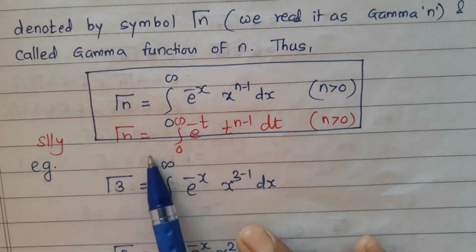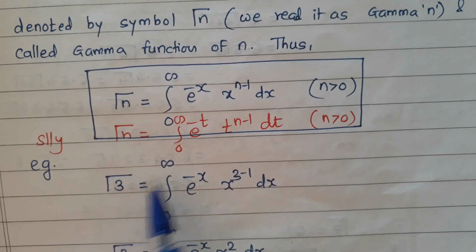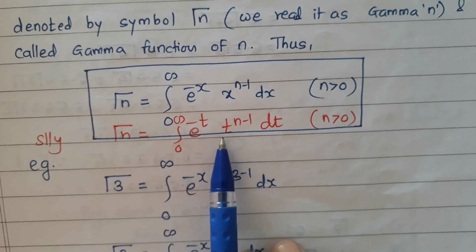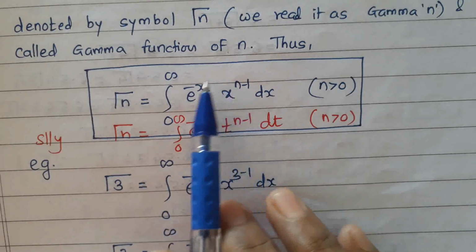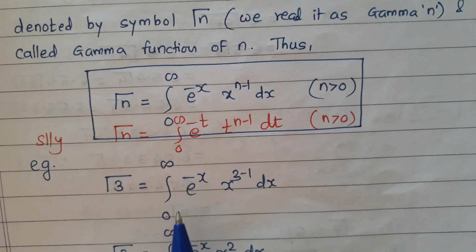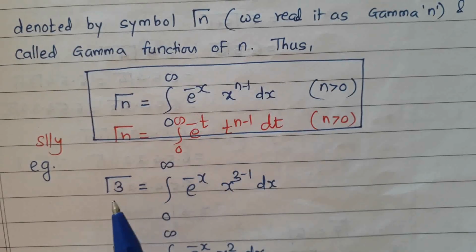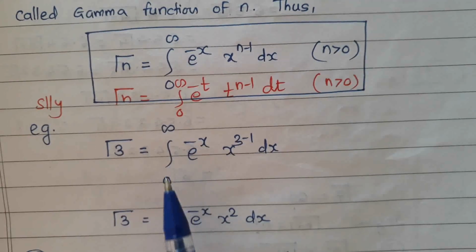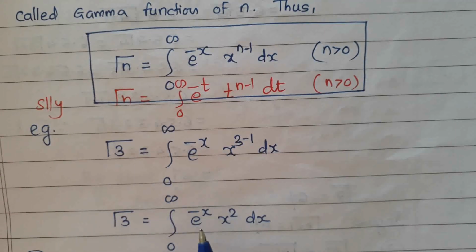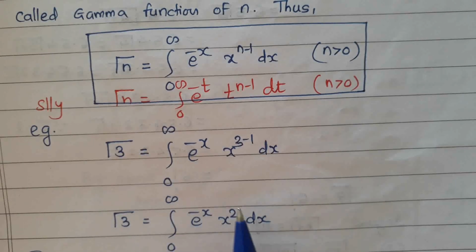For example, if we have to find the value of gamma 3, use the above definition. Replace n equal to 3 in this integral. The integral becomes 0 to infinity e raised to minus x, x raised to 3 minus 1 dx. So gamma 3 is equal to the integral from 0 to infinity of e raised to minus x, x square dx. That means you can denote gamma 3 in integral form.